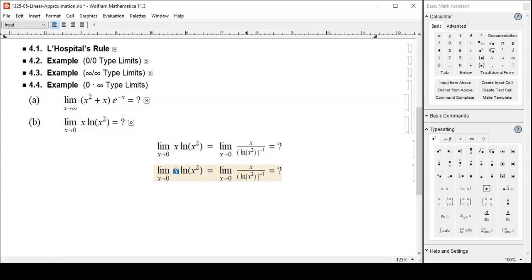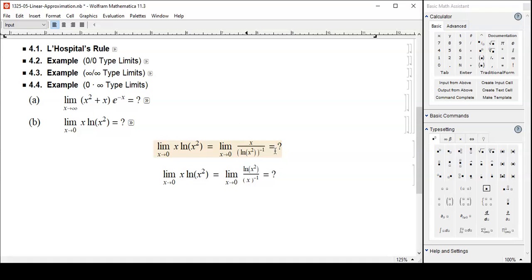Another way is to push this one downstairs. So the numerator stays as now log of x squared. And then I'm pushing x downstairs. Which is better? Both are correct equalities, but as a limit computation, only one of them is useful. This or that, which do you prefer?